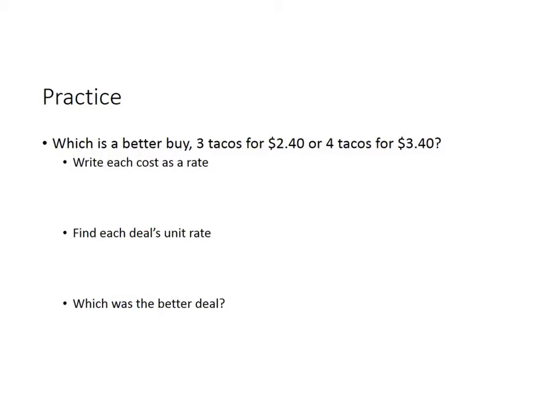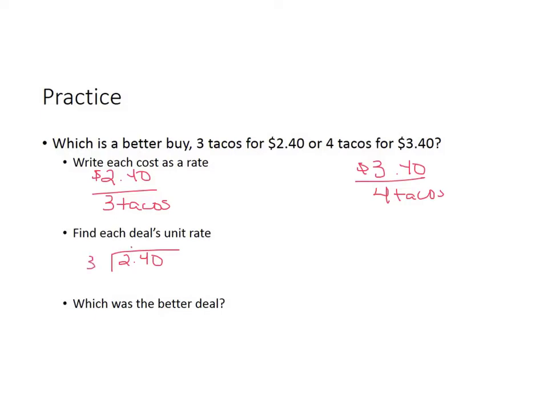Well, let's write each cost as a rate. So it's going to be $2.40 will get us 3 tacos. Or it's $3.40 will get us 4 tacos. Now, to write each deal as a unit rate, we're going to need to do some dividing. 240 divided by 3 will get us 80 cents for each taco. Over here, if we take 340 divided by 4, let's see, 4 goes into 34 8 times, 32. Subtract, it's 85 cents for every taco.